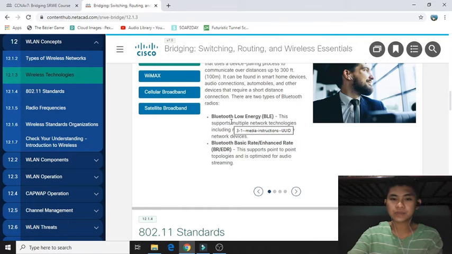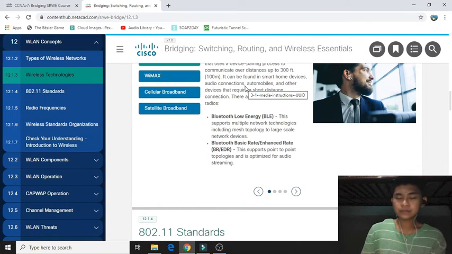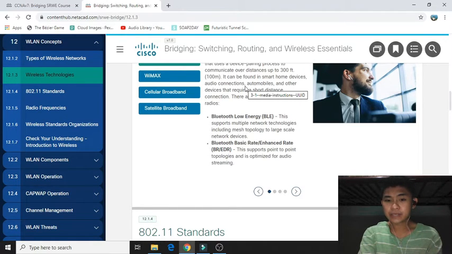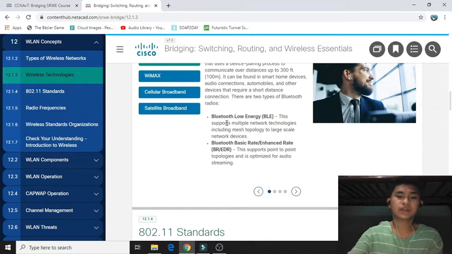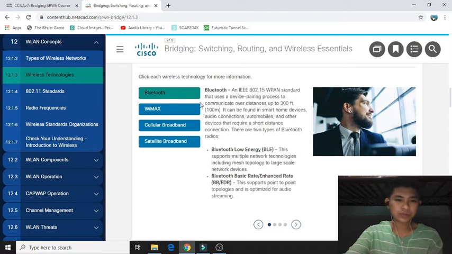There are two types of Bluetooth radios. First is Bluetooth Low Energy or BLE. It supports multiple network technologies, including mesh topology to large-scale network devices. Second is Bluetooth Basic Rate Enhanced Data Rate or BR/EDR. This supports point-to-point topologies and is optimized for video streaming. This is what we commonly use on our phones.